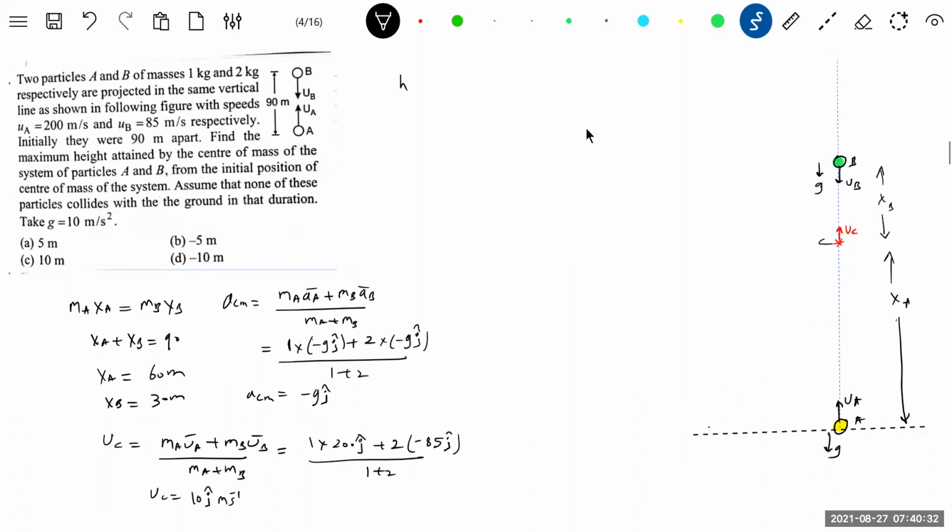Previous question, they are on a smooth horizontal surface. I think you have not read the question. The blocks are lying on a smooth horizontal surface, the previous one.